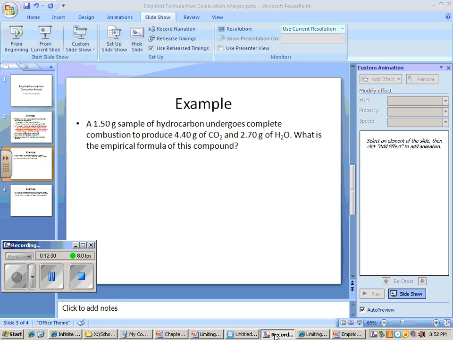Okay, so that is the empirical formula from combustion analysis information. I hope this is helpful when you are going over the homework.